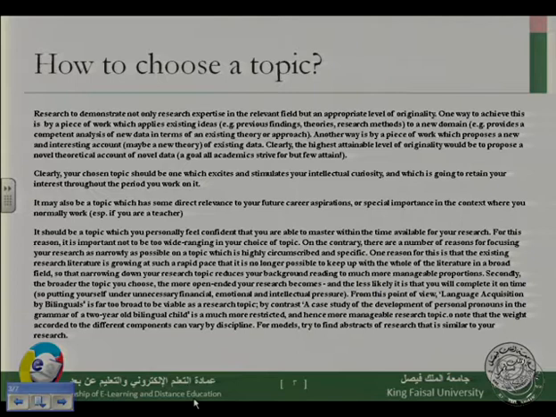It should be a topic which you personally feel confident that you are able to master within the time available for your research. This is another important issue, which is ability. Here, the word is able. You should be able to master your research within the time.